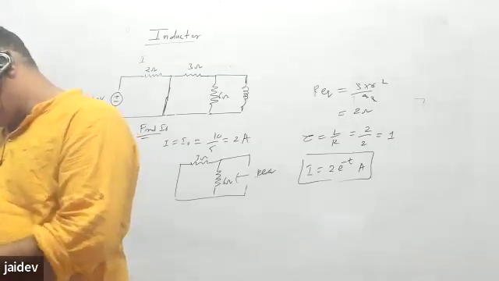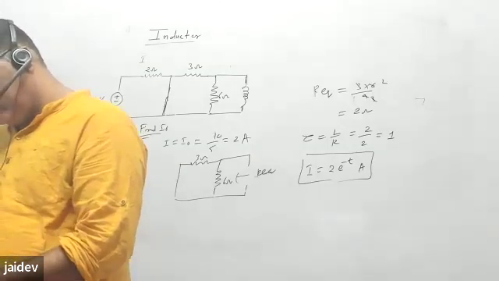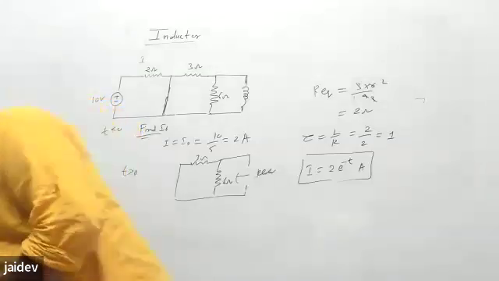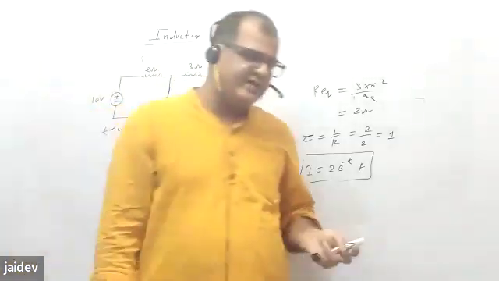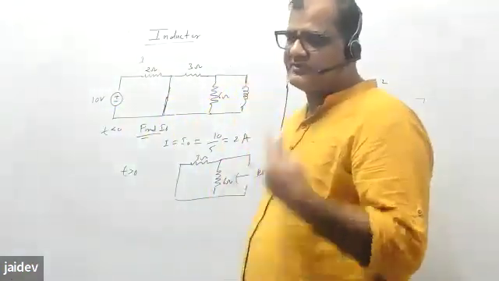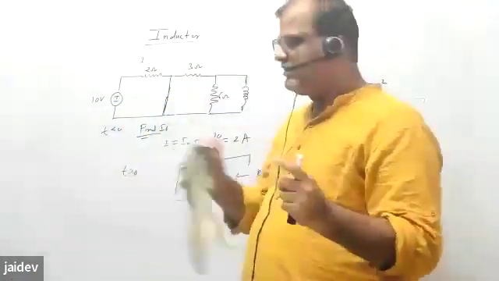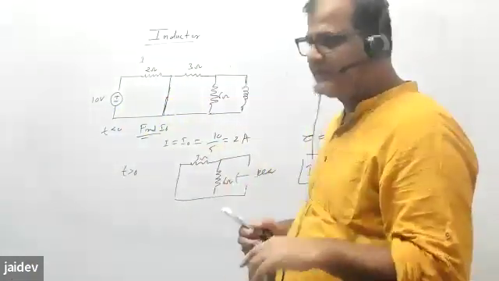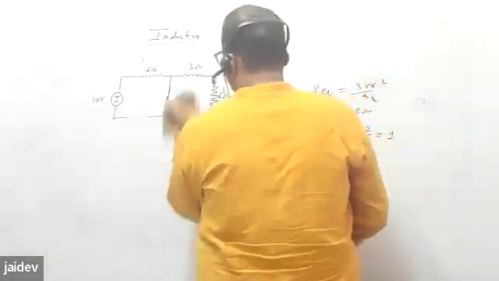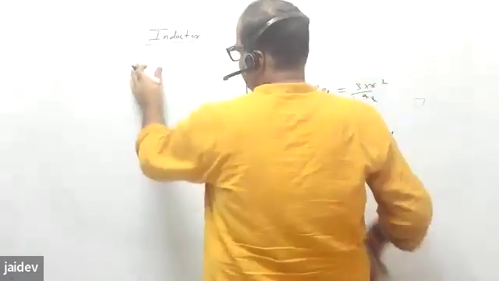So this was a source free circuit. Now where initial current is something else and final current is also present, both having different values, like we did in the case of the capacitor, the formula remains the same. What will be the formula?